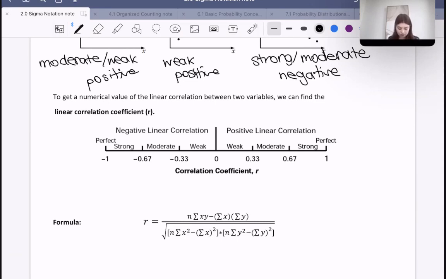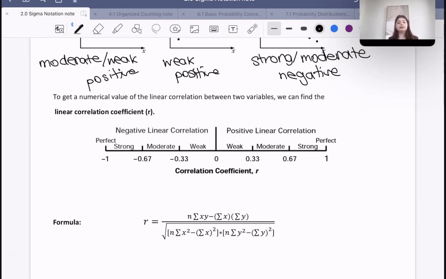So a strong negative linear correlation would have a coefficient of -1 to -0.67. And if it's exactly -1, that means it's a perfect negative, so a perfect negative line, right? A line with a slope that has no variance whatsoever, for lack of a better word. And then moderate would be from -0.67 to -0.33. And then from -0.33 to 0, it would be a weak negative linear correlation.